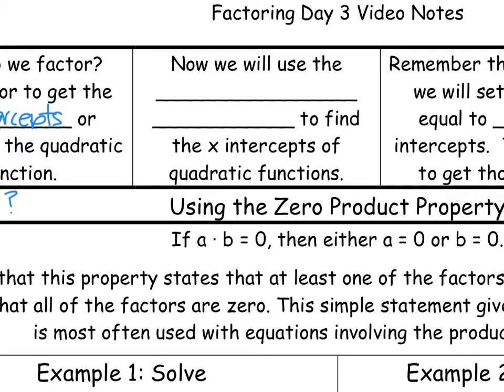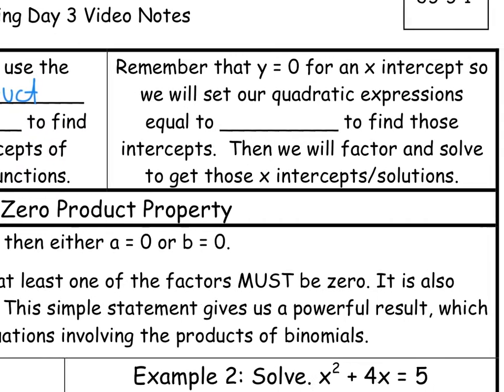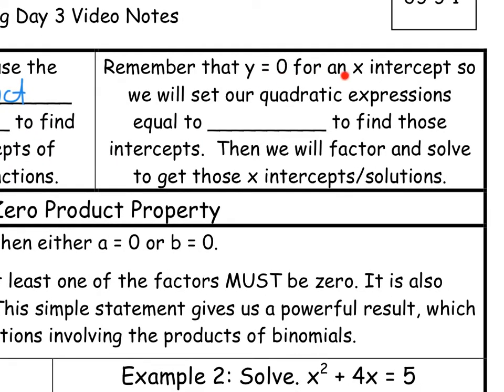So we're going to use something called the zero product property to find the x-intercepts of the quadratic function. We're going to let all our quadratic functions equal 0. Remember that y equals 0 for an x-intercept, so we'll set our quadratic expressions equal to 0 and use that to find those x-intercepts. Then we'll factor and solve to get those x-intercepts or those solutions.